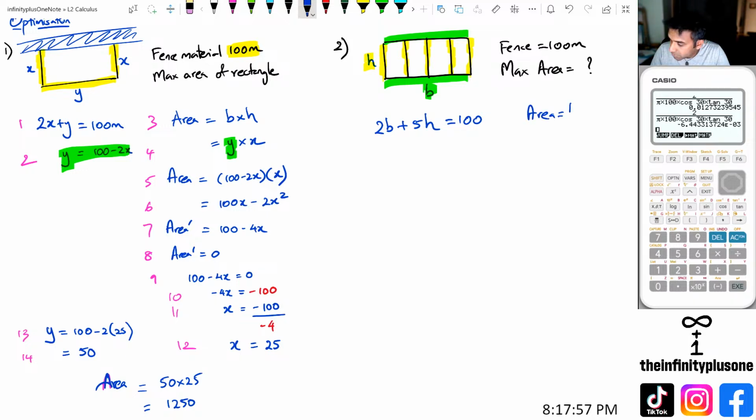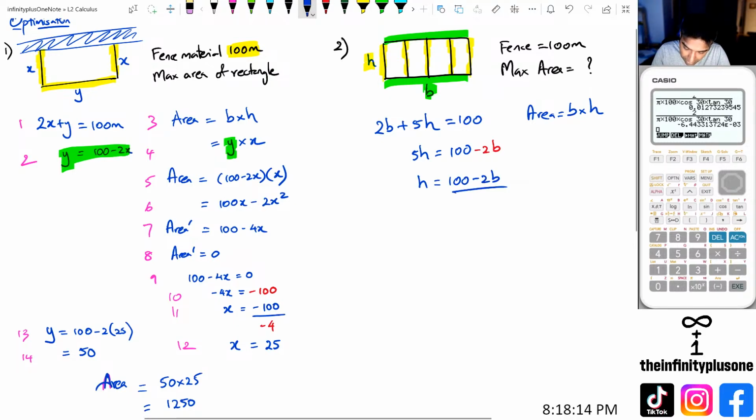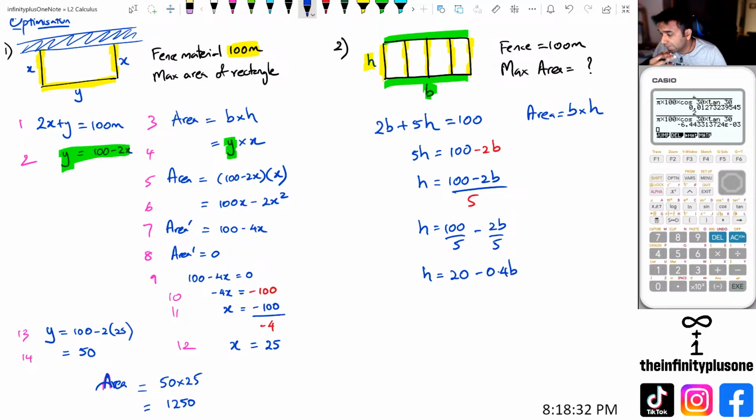We also know that the area is still going to be base times height, so not really going to mess around with that. I'm going to rearrange for height. So 5h is equal to 100, take away 2b. And then I've got h is equal to 100, take away 2b, divided by 5. I'm going to separate it a bit: 100 over 5 minus 2b over 5, which means h is equal to 20 minus 0.4b. Now, this step is crucial, folks.